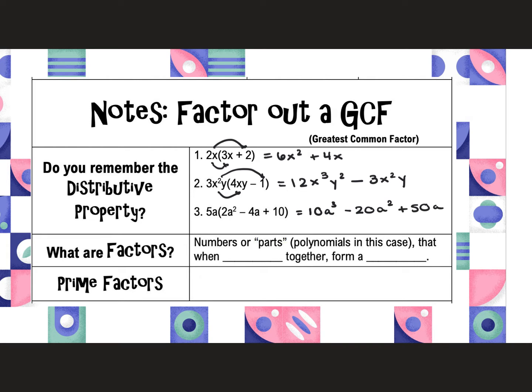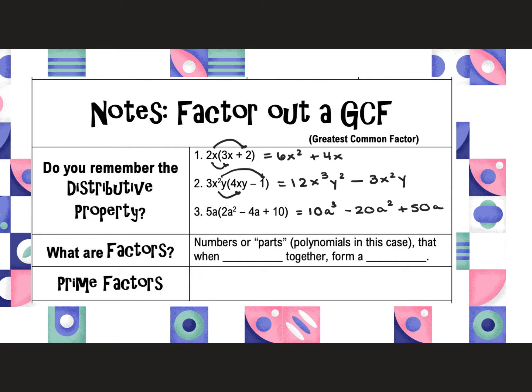All right, so the reason why we reviewed the distributive property is that factoring out a GCF is doing the opposite. With the distributive property, we're taking what's outside of our parentheses and multiplying it by everything that's inside the parentheses. Factoring out a GCF is doing the opposite of the distributive property. So we're looking for that number or term that I multiply outside of my parentheses.